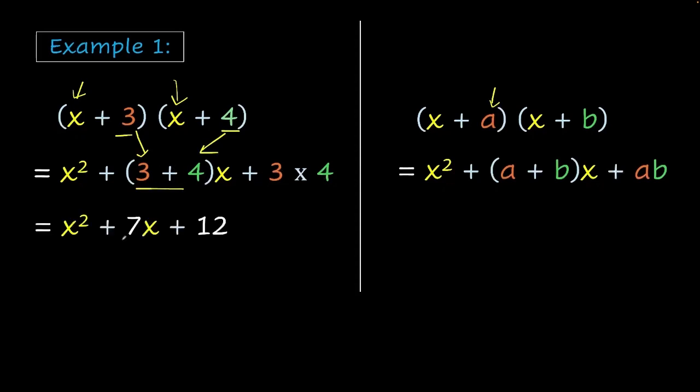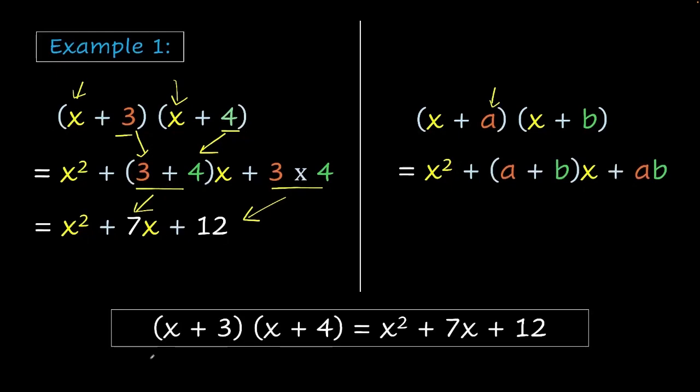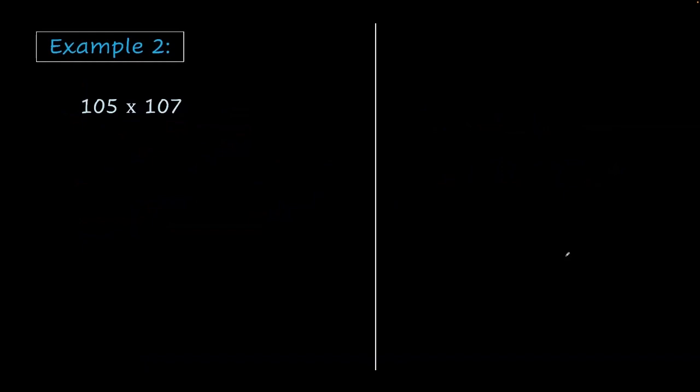What is 3 plus 4? 3 plus 4 is 7. 3 into 4 is 12. So we have x squared plus 7x plus 12. So overall you get (x + 3)(x + 4) gives you x squared plus 7x plus 12. That's how you solve questions, and that's where our identity becomes really useful. Let's try a different kind of question.